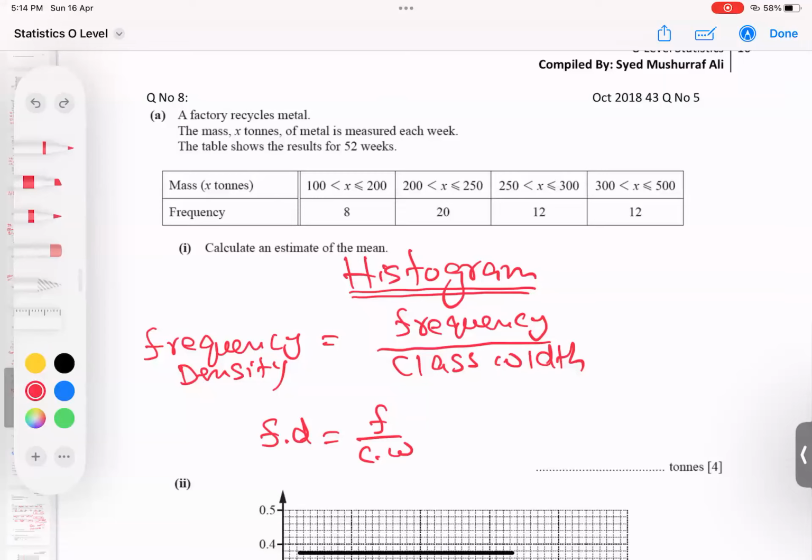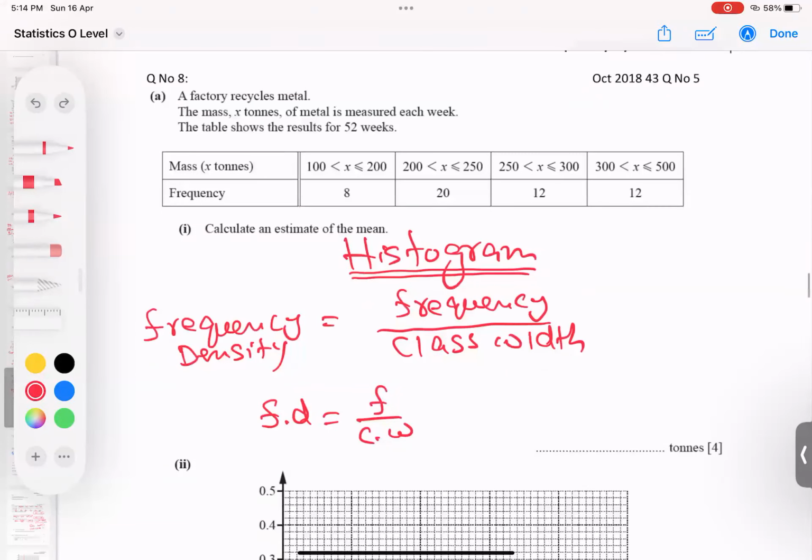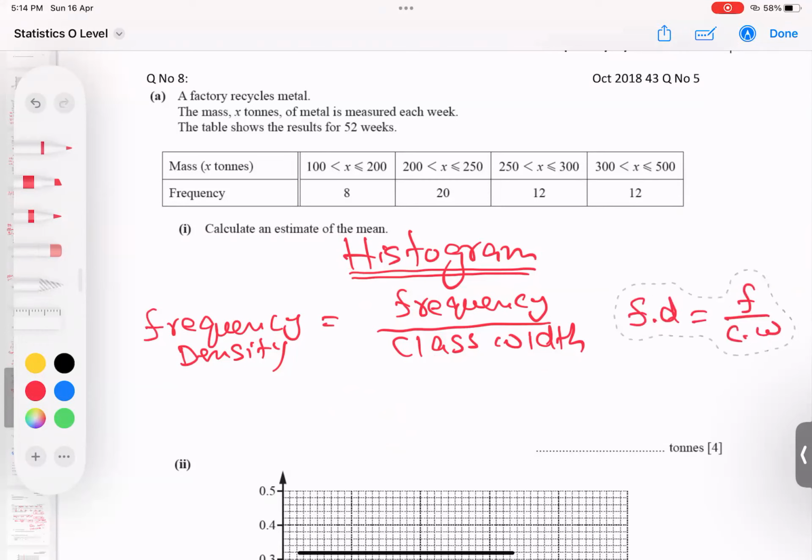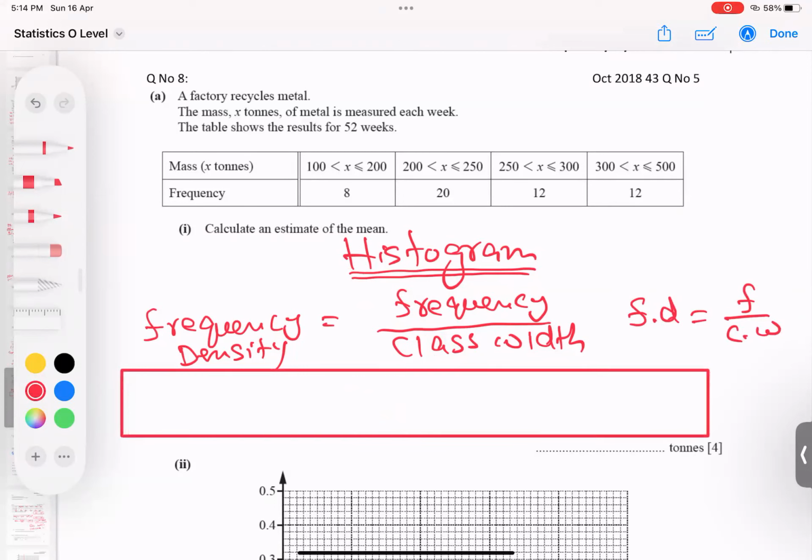What is a frequency? Okay, look at it. I'm going to discuss it with you on the top, and I make one extra column. This formula, I'm shifting it here. Here I make one extra column, so I need full attention. 1, 2, 3, 4, 5 columns. So here I'm writing the formula F.D, frequency density, frequency by class width.